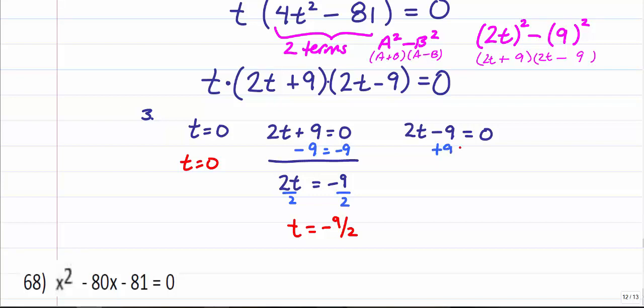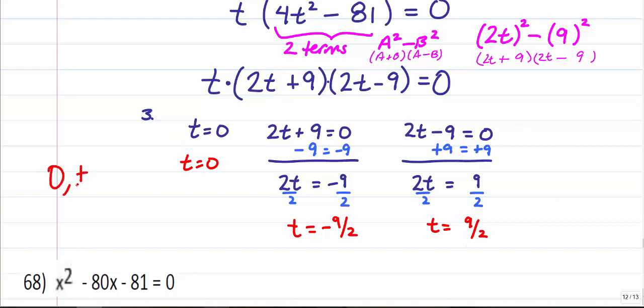The only difference with this equation is I would add 9 first. After I add 9, I'm going to be lazy here, the only difference is that it would be positive 9/2 when I get done with it. I was telling some students the other day that if you wanted to write your answer, you could just write 0 and then plus or minus 9/2, because that literally means 0, 9/2, and negative 9/2.